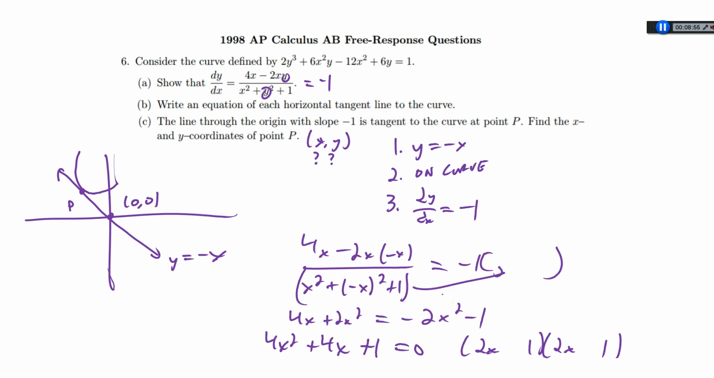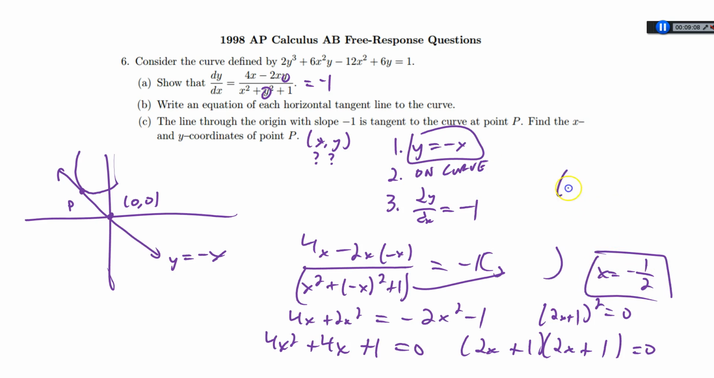All right, so that makes everything positive. So this is equal to 0. So we have 2x plus 1 squared equals 0. The only thing that solves that is x equals -1/2. So if x is -1/2, y is the opposite, so the point is -1/2, 1/2.